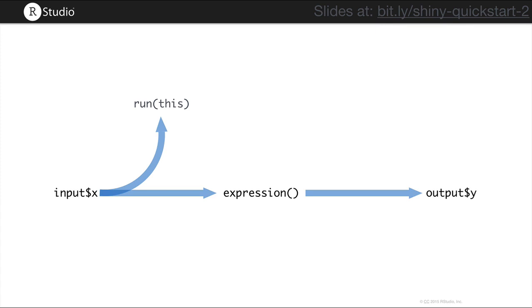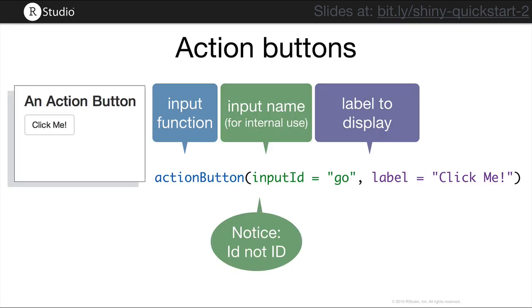We'll talk about some of the ideas. To do this, I'm going to use a new type of input object called an action button. It's in the same family of functions as slider input is, and it doesn't work very differently. It takes an input ID, it maintains a value that we could access in the server side, and it takes a label. In this case, this label would be "click me."